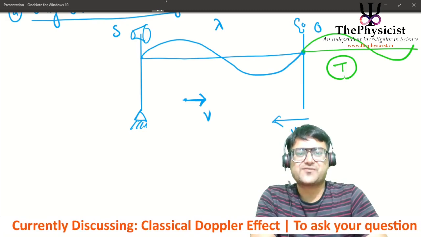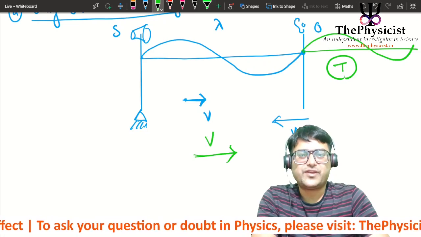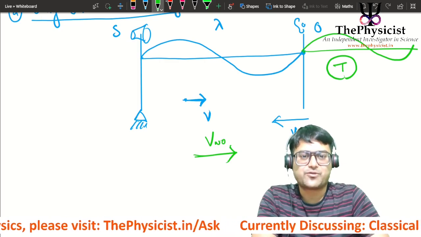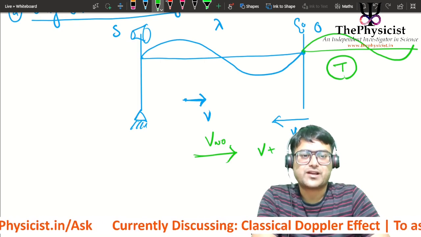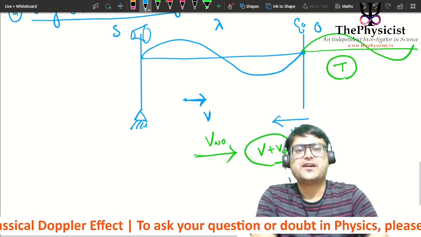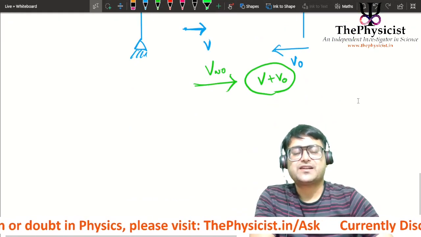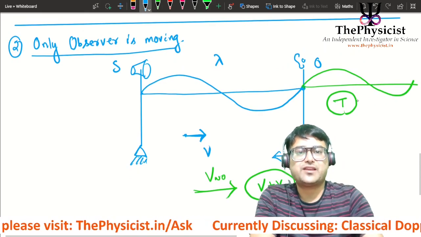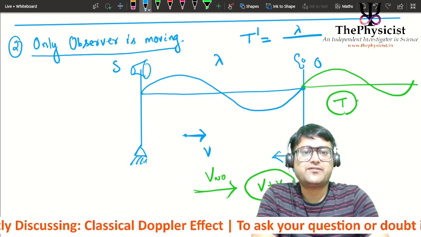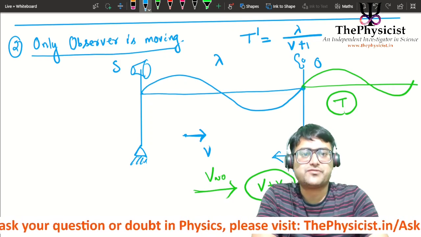So basically, to the observer, the speed of the wave with respect to the observer will be equal to v plus vo. That will be the apparent speed of the wave with respect to the observer. So how much time will it take for the same wavelength lambda? The time that it would take the observer, T dash, will be the wavelength divided by the speed of the wave with respect to the observer, v plus vo.